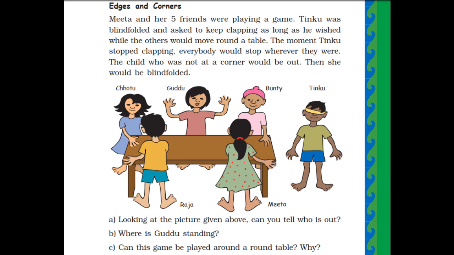Now, looking at the picture given above, can you tell who is out? Now, see, Guddu is not standing at the corner. So, Guddu is out. Where is Guddu standing? Guddu is standing in the middle. Can this game be played around a round table? Why? This game cannot be played around a round table because a round table has no corners.